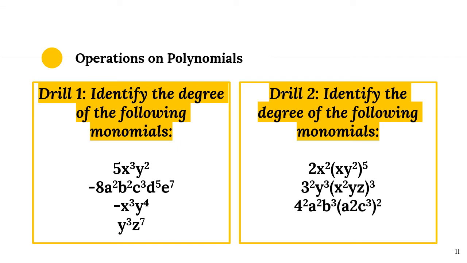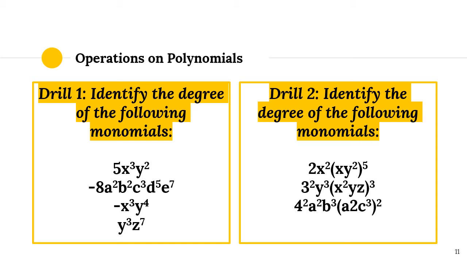Third, we have 4 squared again. Or later, if you want to answer, I'm not going to spoil it for you. By the way, this is a typo. It's a squared inside the parenthesis. So outside we have 4 squared a squared b cubed multiplied with the quantity a squared c cubed raised to the power of 2.